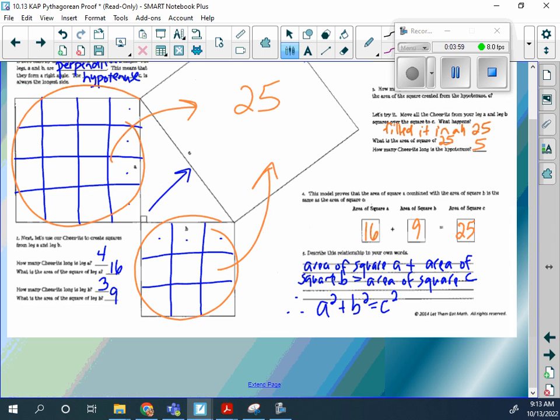And guys, this works for any right triangle. Right triangles are very common and work in very specific ways, so special that they get their own theorem, okay? Okay, now I have a little video that I want to show you guys.